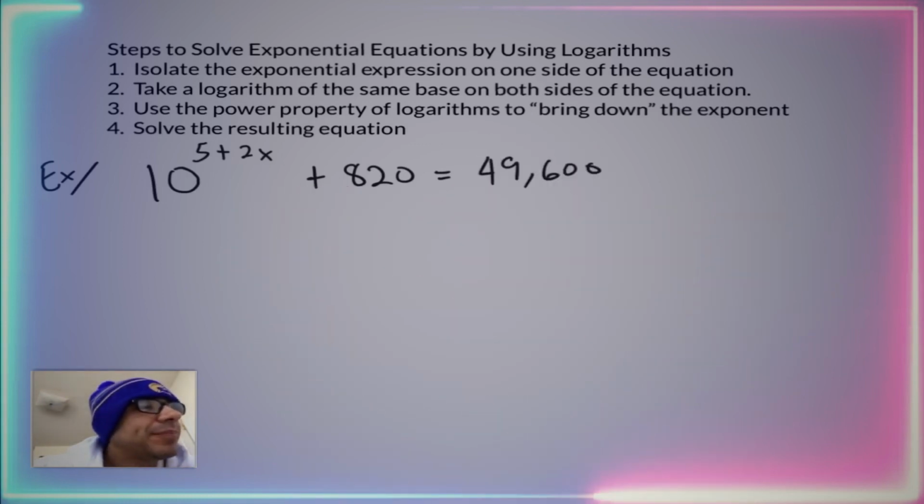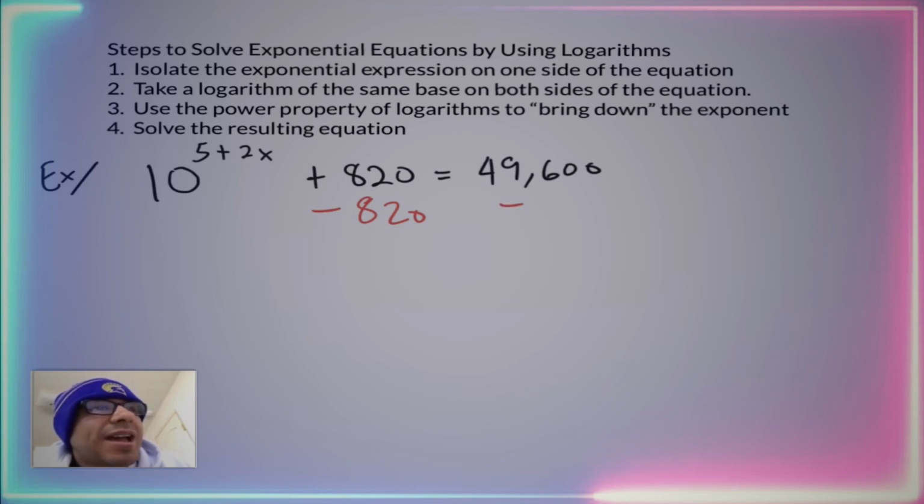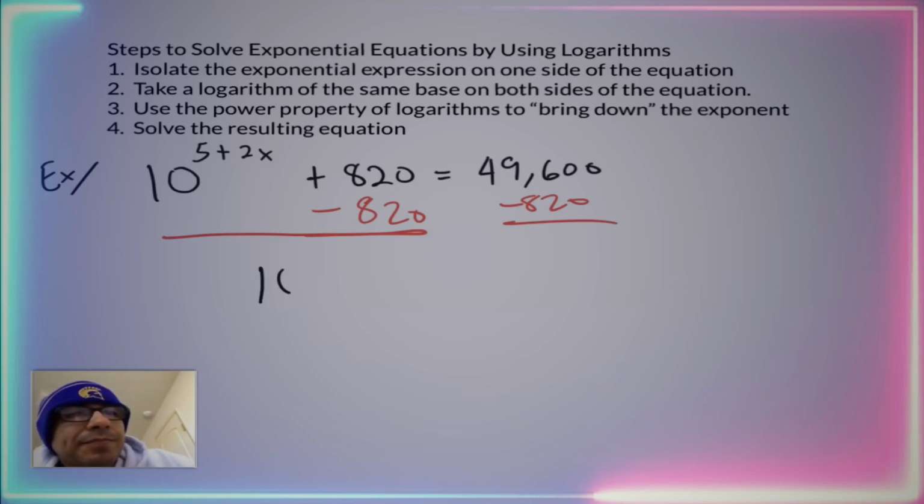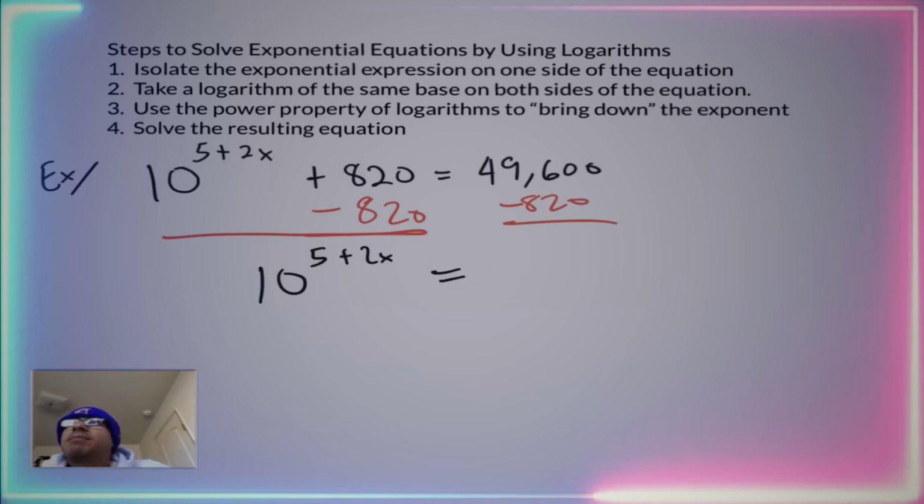All right, so we're going to solve for x. But remember, first things first, isolate the exponential expression. Here it is. Let's isolate it. So let's go ahead and move this 820 to both sides. So let's subtract 820 from both sides. So we're left with 10 raised to the power of 5 plus 2x. All right, let me go ahead and plug this into my calculator.